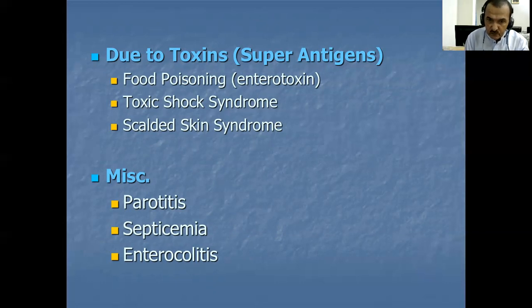I have already told you that there are two terms which are frequently used in microbiology. One is septicemia and the other one is bacteremia. What is the difference between these two terms? Bacteremia means bacteria present in the blood without sign and symptom, without clinical feature, without multiplication. Septicemia is bacteria present in the blood with multiplication, with sign and symptom, with clinical feature.